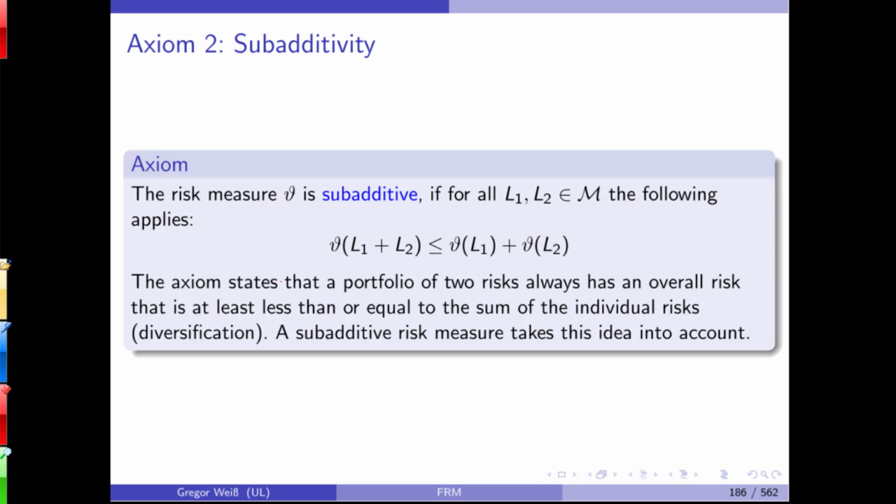If we have 2 investments, stock A and stock B, both have 5 million risk exposure. What risk exposure should the portfolio have? 10 millions at maximum. And because of diversification, hopefully, the risk exposure of the portfolio will be smaller than the sum of the 2 risk capitals. That's subadditivity.